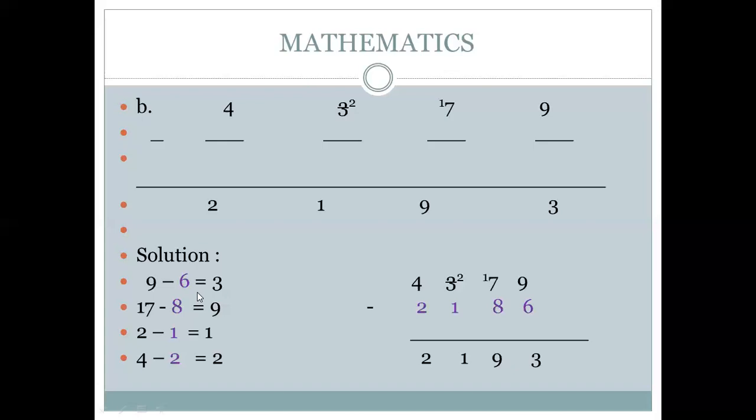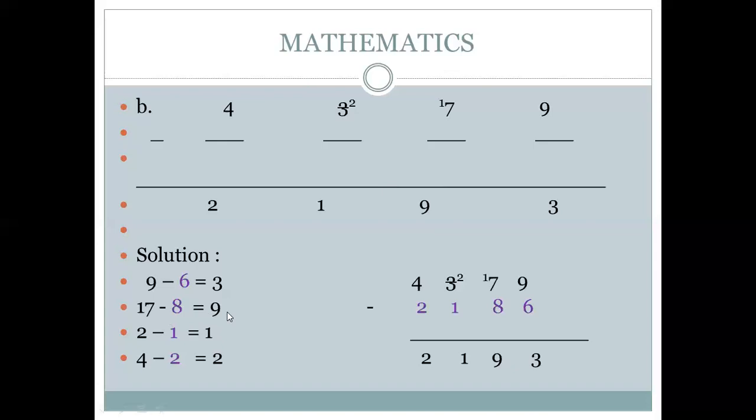Now you see in the second number, in the answer 9 is given. So no number is there that we subtract from 7 and we get 9. It means we carry 1 from 3. The number will become 17. And then we check from 17 which number we subtract to get 9. And in the solution you can see 17 minus 8 is equal to 9. So it means the missing number will be 8.